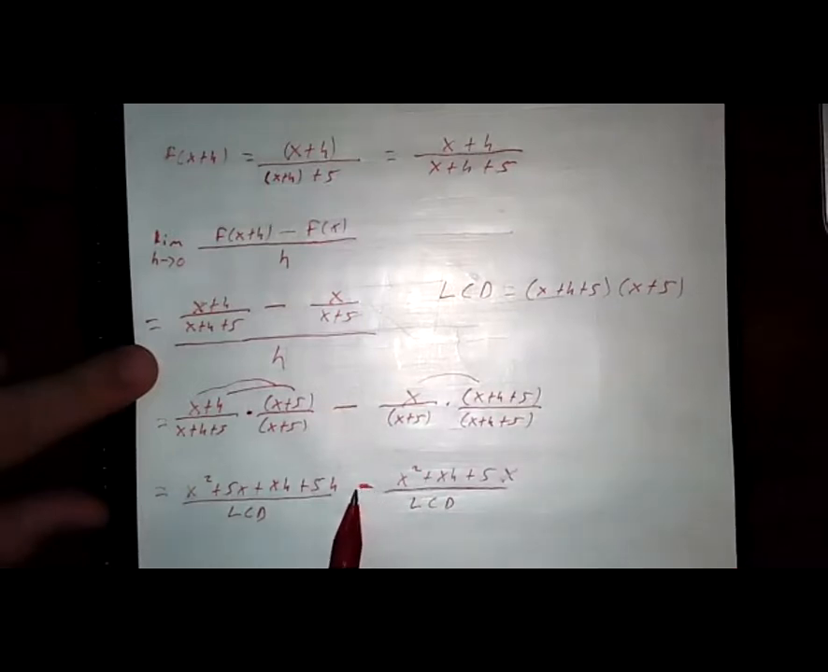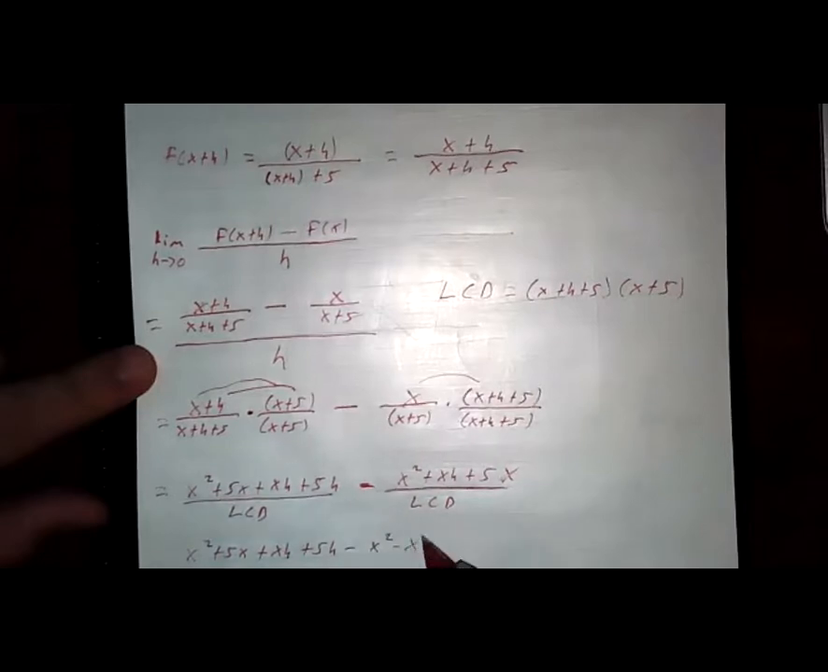Notice how there's a minus in front of the whole thing, so all of them will become minus. So we will get x squared plus 5x plus xh plus 5h minus all this stuff.